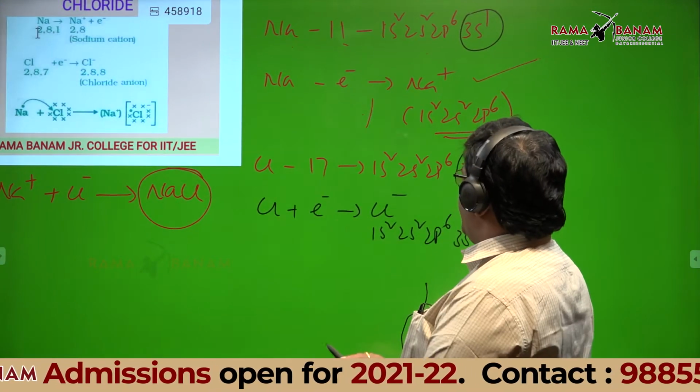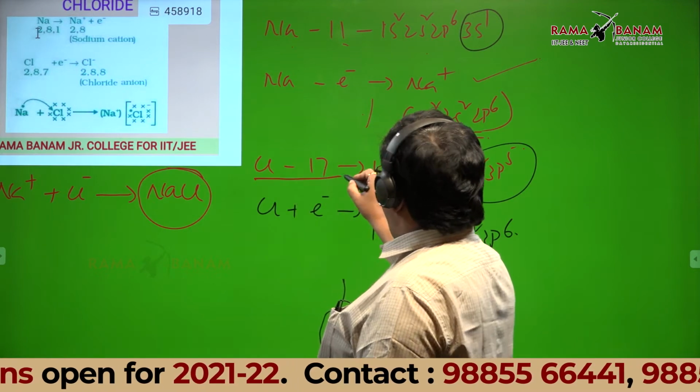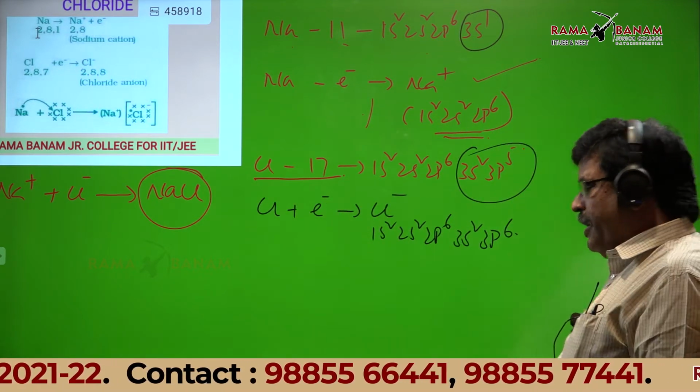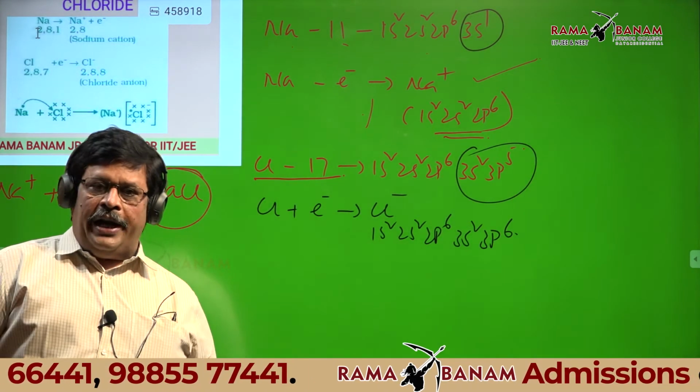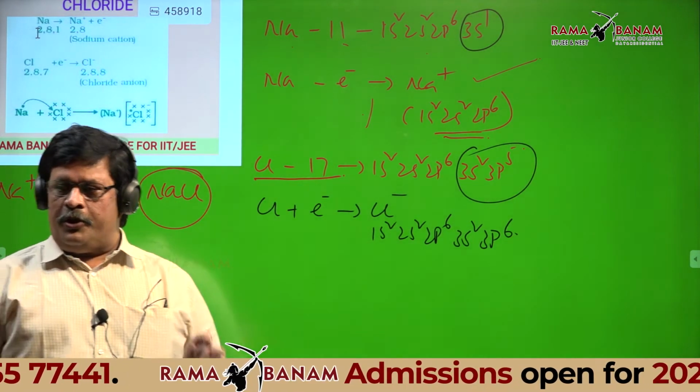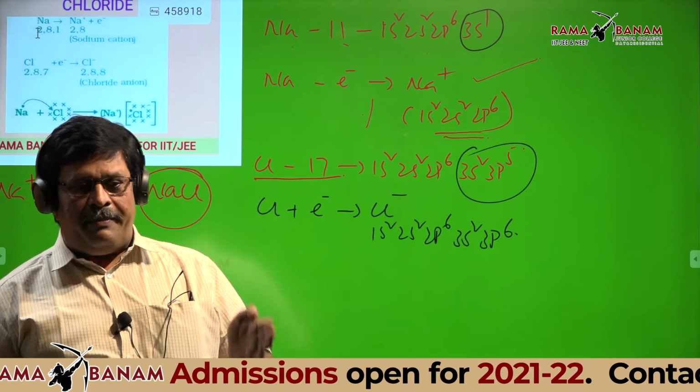Then write about chlorine. Write chlorine atomic number and its electronic configuration. Chlorine 17, 1s2, 2s2, 2p6, 3s2, 3p5.